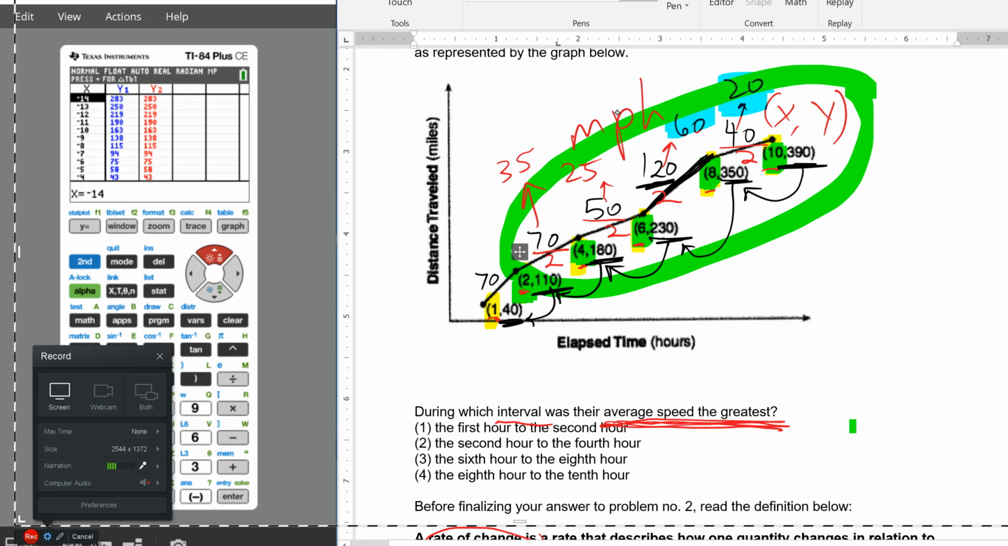if we're trying to look for the biggest rate or the greatest speed, the number we should be looking at is 70, because from hour 1 to hour 2, only 1 hour has passed. So it's 70 divided by 1, or 70 miles per hour. So the greatest average speed, or the greatest rate of change, is the first to the second hour.